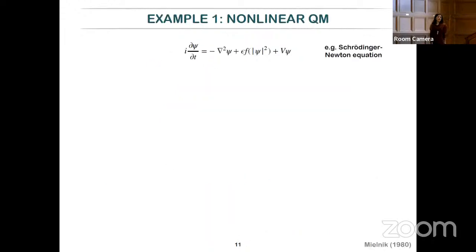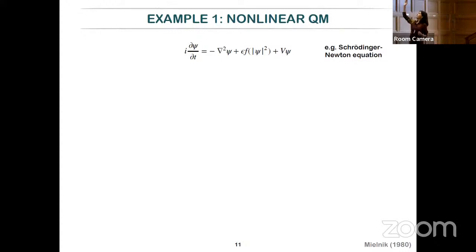And now I want to give you a maybe unconventional example of why I think this type of reasoning is useful. This is a paper from Bogdan Mielnik in 1980. This was still before what we would now call the standard approach to generalized probabilistic theories, but it had its ancestor. And he studied nonlinear quantum mechanics in this fashion.